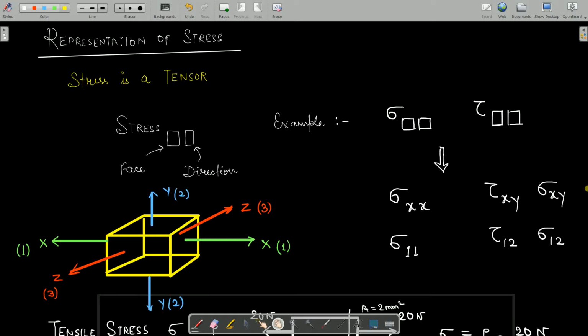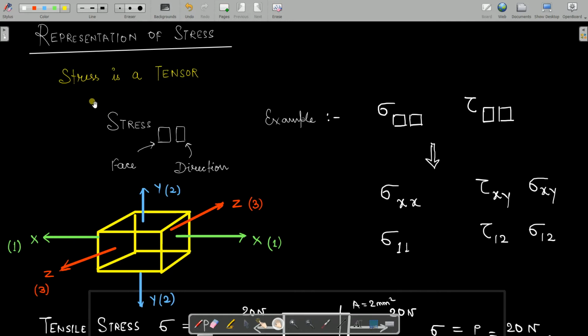Hello everyone, in this lecture we will see the representation of a stress. How can you represent a stress? As discussed earlier, we know that a stress is a tensor quantity. If I am calling this a tensor quantity, I can say that stress needs a plane in order to identify itself, right? So stress is basically a tensor quantity.